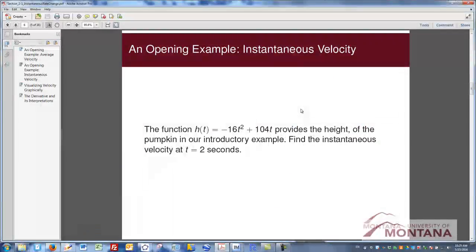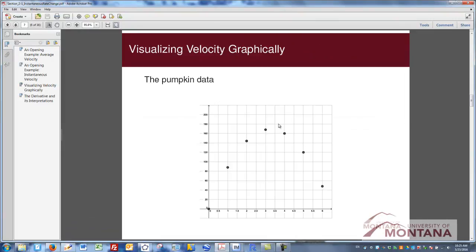So let's just summarize and see what it is that we've really learned here. So the first thing that should have occurred to you is that this data we could have easily plotted, and it turns out that when you plot it, you do get something quadratic that looks like this. So the pumpkin data can be visualized graphically this way.